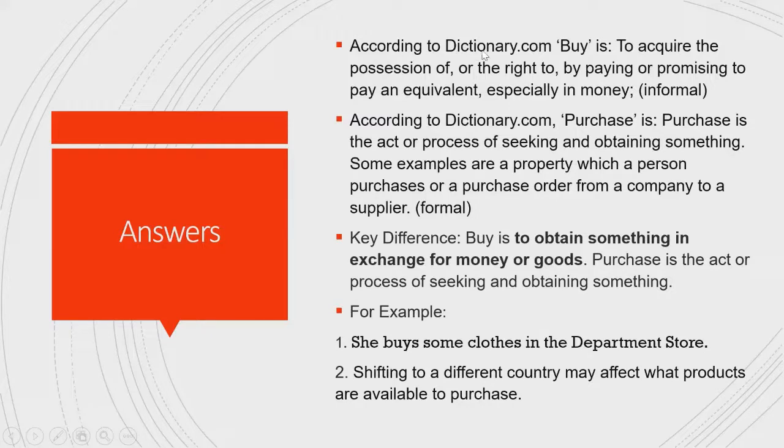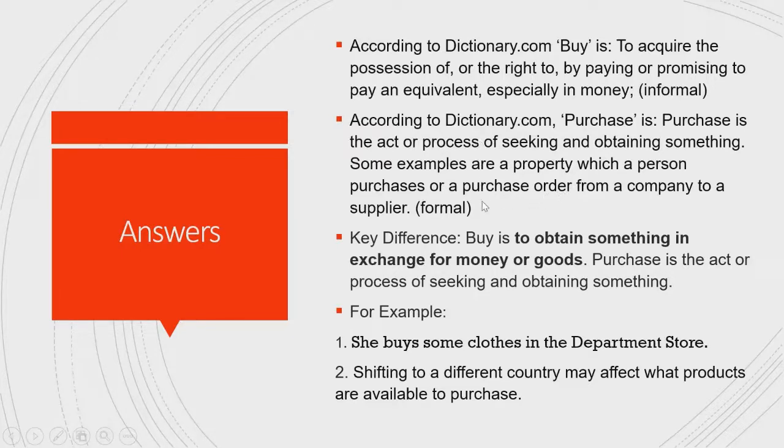So according to dictionary.com, buy is to acquire the possession or the right to by paying or promising to pay an equivalent, especially in money. And buy is informal. And then according to dictionary, purchase is the act or process of seeking and obtaining something. Some examples are property which a person purchase or a purchase order from a company to a supplier.